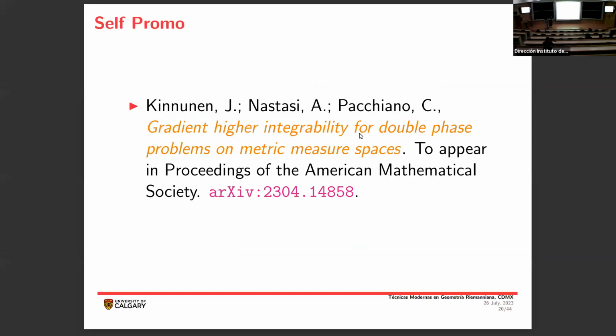A little bit of shameless self-promotion here. If someone is further interested, this talk is motivated by a recent work done with my former supervisor, Juha Kinnunen from Aalto University, as well as Antonella Anastasi from University of Palermo. The preprint is already available on arXiv and hopefully soon to appear in the Proceedings of the American Mathematical Society.